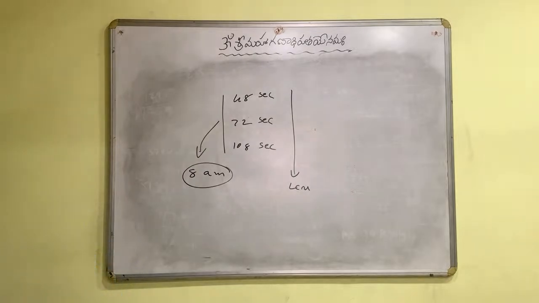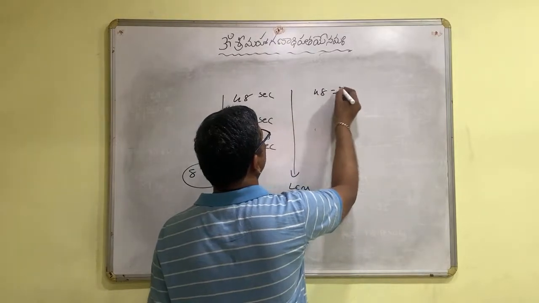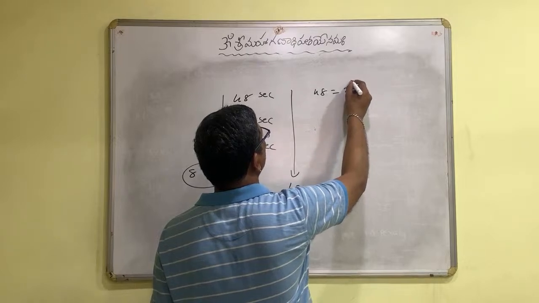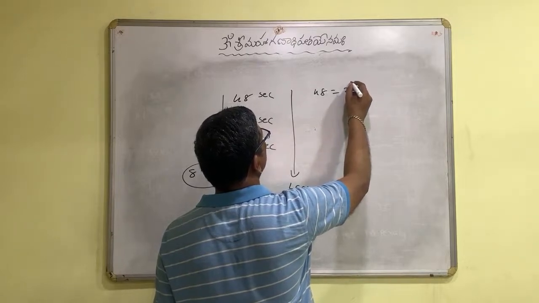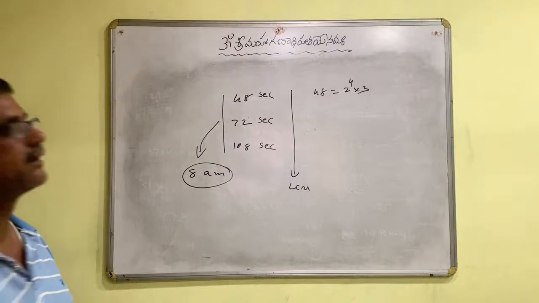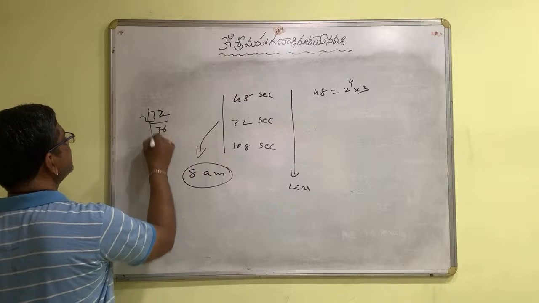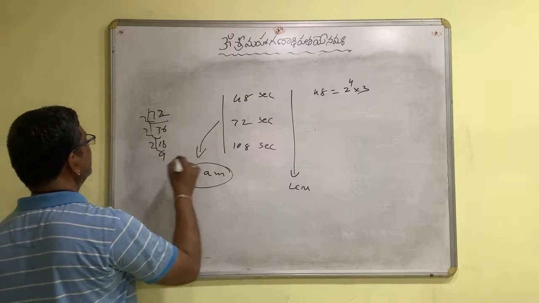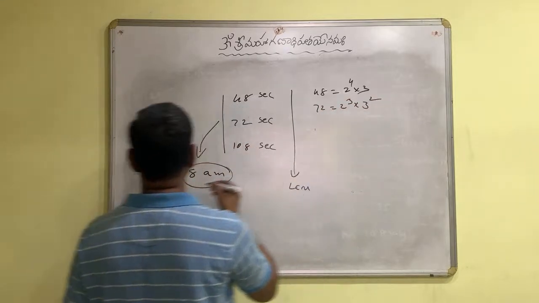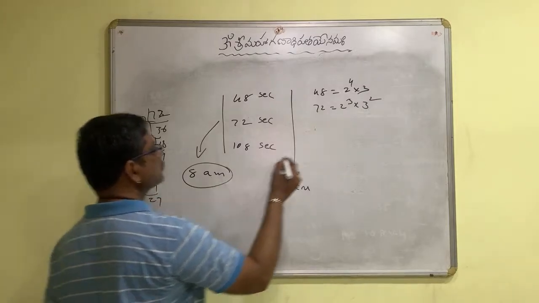Find out LCM. So 48 will be 2 power 4 into 3. And 72, 36, 18, 9, so 2 cube into 3 square. And 108, 54, 27, so 2 square into 3 cube.